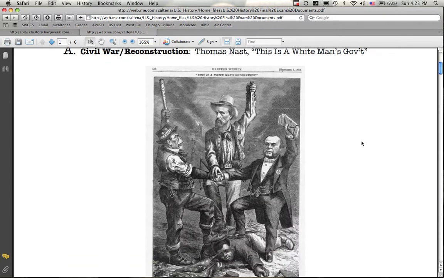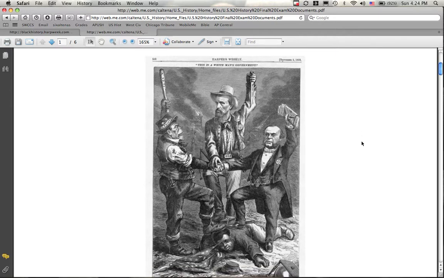Well, let's get started here. This first document is by Thomas Nast. We talked about him as being a very, very famous Gilded Age, in this case, Reconstruction era cartoonist. He's the guy that came up with the donkey and the elephant to represent the Democratic and Republican Party. Well, here we have a comment on Reconstruction.